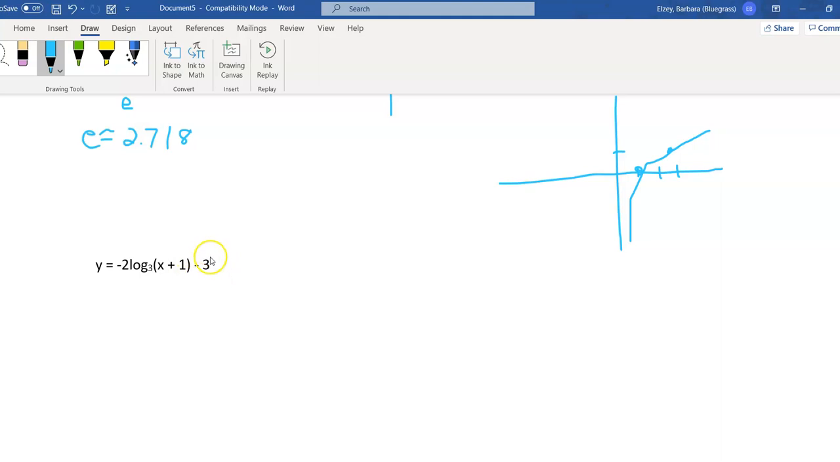Recall that if we added or subtracted something to a function before, it was a vertical shift. So this is going to take it down 3. And that's still exactly the same as it was before. All right. Remember that if we added something inside the parentheses or inside an operation of a function, and this is inside of the logarithm, then that is a horizontal shift, always in the opposite direction. So this is going to take it left 1.